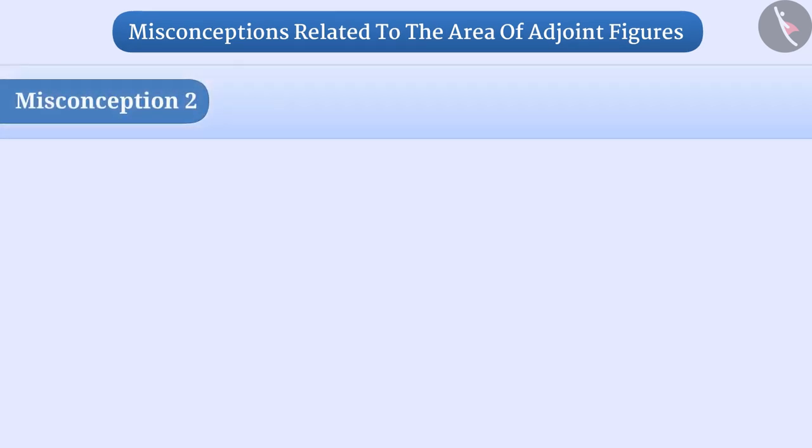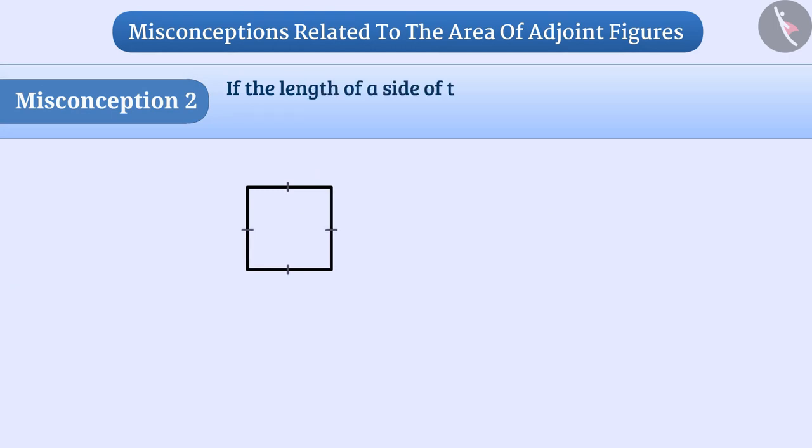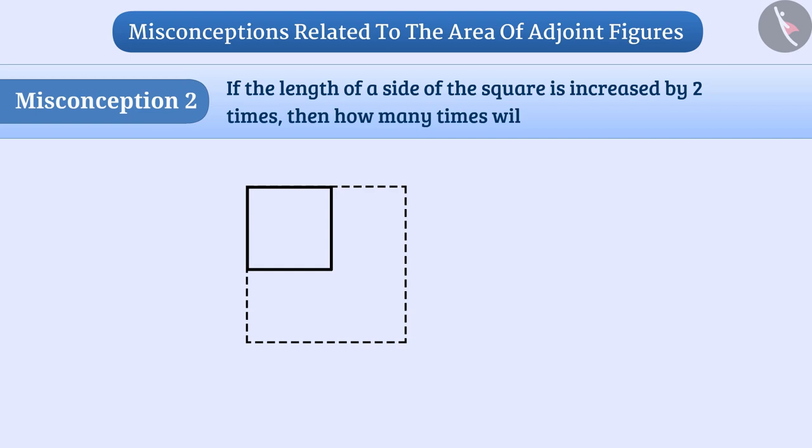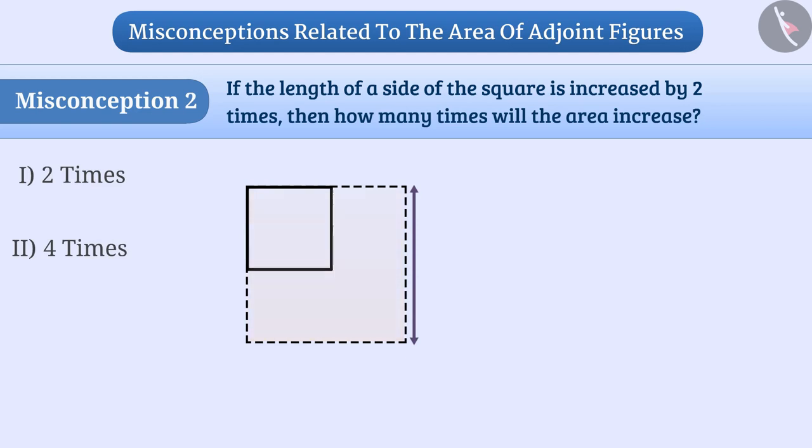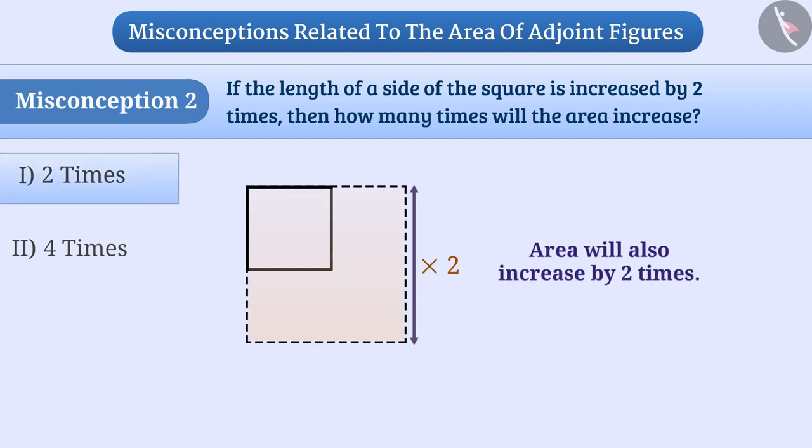Misconception 2. If the length of the side of a square is increased by 2 times, then how many times will the area increase? Some children think that by increasing the length of the side of the square by 2 times, the area of the square will also increase by 2 times. That's why children answer option 1, which is the wrong answer.